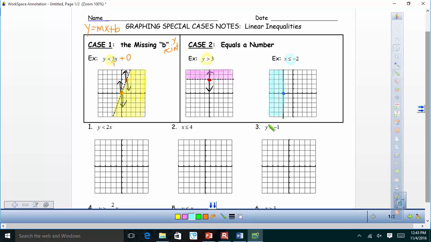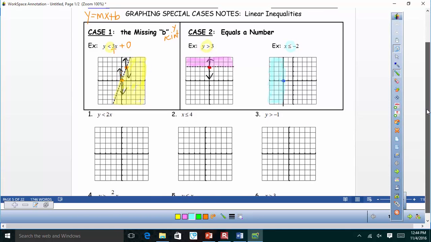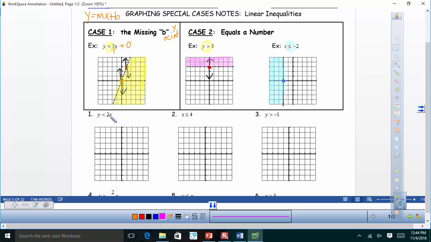Okay, so let's try some more like that just to make sure we got it. So in the first one, y is less than 2x. What is my y-intercept here?